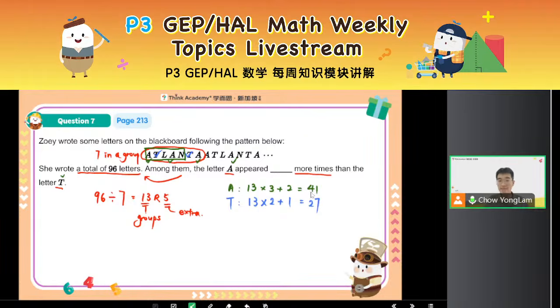So how many A's are there? 41. T, 27. How many more A's are there? 41 minus 27. We are finding the difference, and the answer is 14. Okay, so there are 14 more A's than T's. All right, so with that, that is how we get the answer.